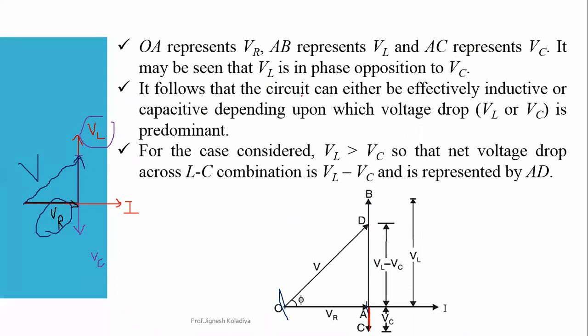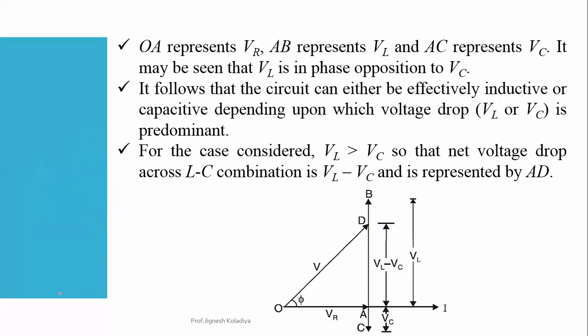So it follows that the circuit can either be effectively inductive or capacitive, and that depends on the values of VL and VC. If VC is more, then the circuit is effectively capacitive. If VL is more, then it is effectively inductive. Right now, this is the phasor diagram for an inductive circuit. For the case we are considering, VL is greater than VC, and so the net voltage drop across the LC combination is VL minus VC, and that is represented by this AD line.